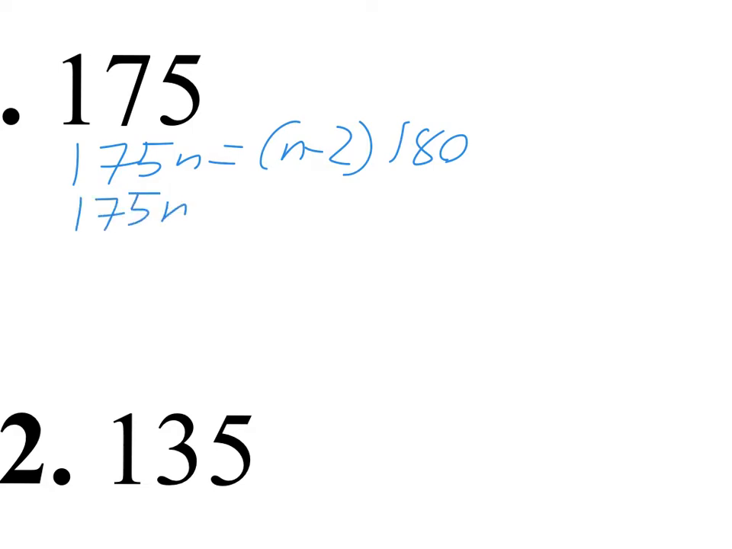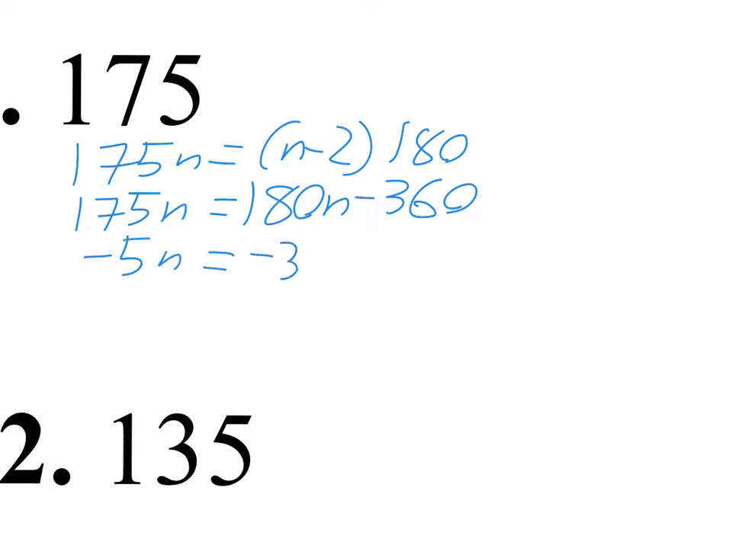Number 9. 175n is equal to n minus 2 times 180. 175n is equal to 180n minus 360. Subtract 180n from both sides. Minus 5n is equal to negative 360. Divide both sides by negative 5. N is equal to 72.